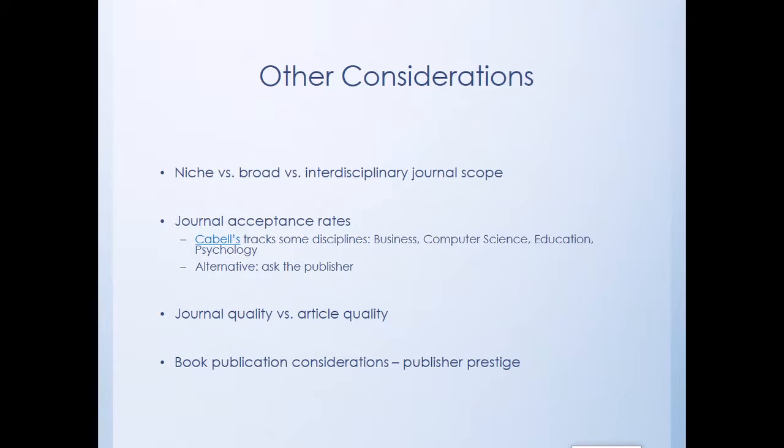There's only one database that tracks for some disciplines, which is Cabell's. Otherwise, you usually just have to ask the publisher. There's just no good standardization right now for journal acceptance rates. Also, just think about journal quality isn't the only measure that you'll be measured by. We'll talk more about that when we talk about tracking your impact at the end, but how your article itself is doing versus the journal matters.